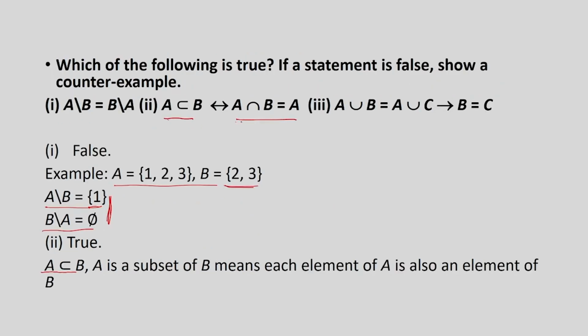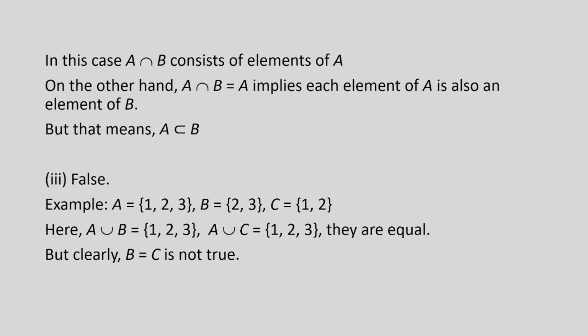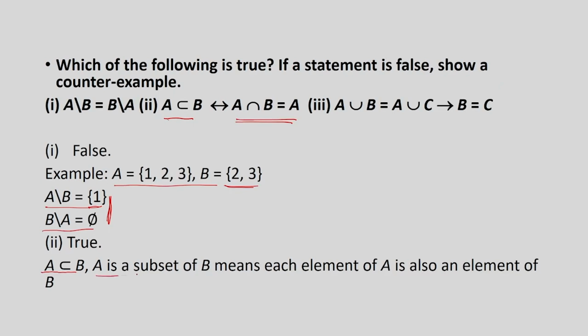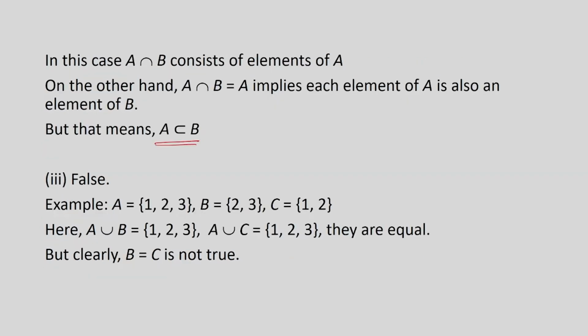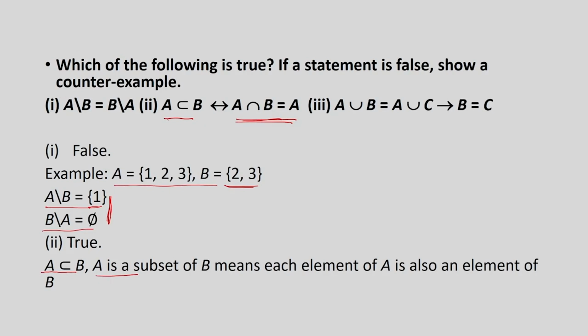So, that was the right hand side. A intersection B is equal to A. So, if this is true, then what does it mean? It means each element of A is also an element of B. Okay. So, that basically means that A is a subset of B. Okay. So, that is why this is implied from this, and this is implied from this. Okay. So, that is why we are saying that the second statement is correct.